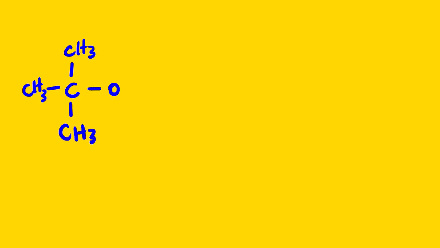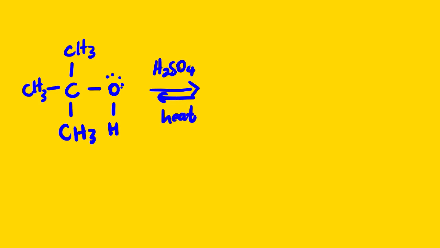Let us quickly look at the next example. Let us look at the dehydration of butyl alcohol. Butyl alcohol, it's like this. Let me actually write it so that you can see the lone pairs. So the condition is heat.